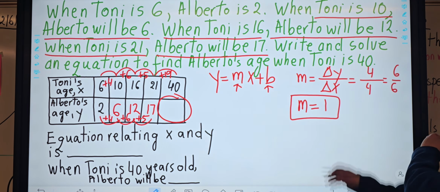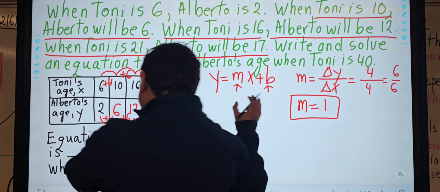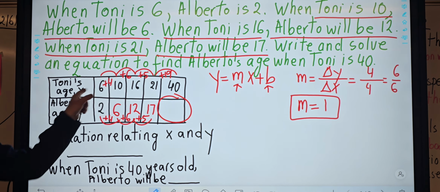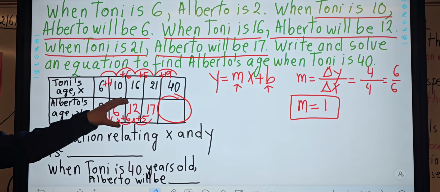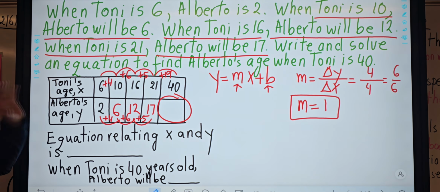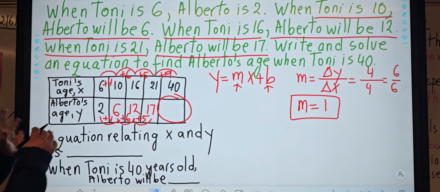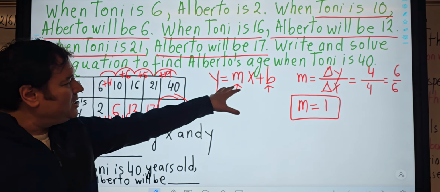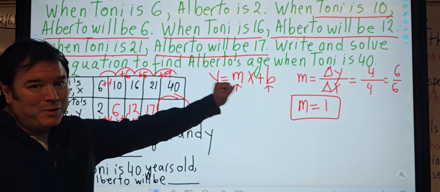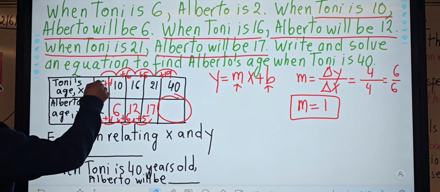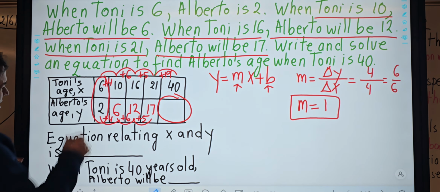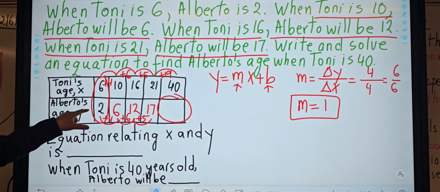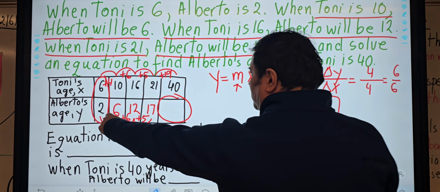Now let's see if we can find the b. And remember, in order for us to find the b, we should have had x equals 0 in any of those values given to us. But again, we don't have any values that are 0 for x, which means we need to use any of those ordered pairs and plug it into this formula and solve for b. So again, let's use the first ordered pair because the numbers are smaller. Our x is 6 and our y is 2.